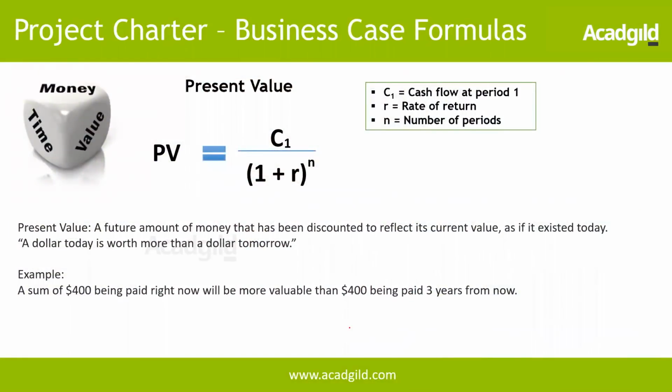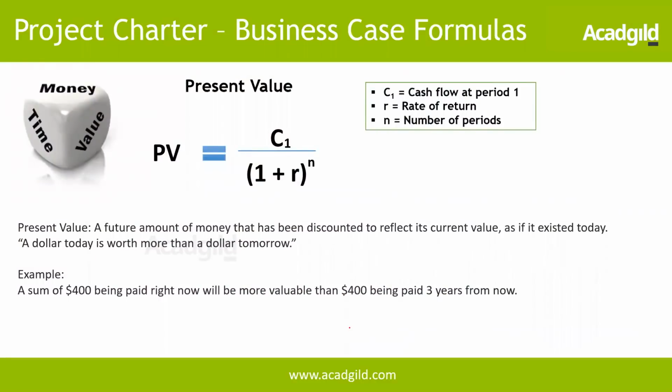The first one is the present value. So what is the present value? A future amount of money that has been discounted to reflect its current value as if it existed today. Say for example, if I need $100,000 in another 5 years down the line, do I invest $100,000 today? No. Probably I may invest $70,000, keeping in mind your discount rate or interest rate, right? So that is today's value. $70,000 today is equal to $100,000 after 5 years. That is what we call present value.